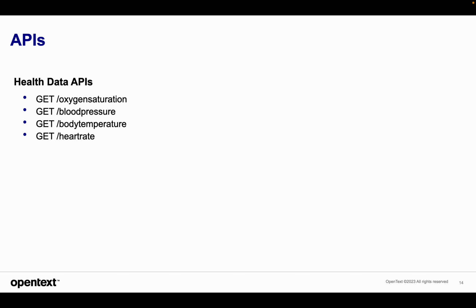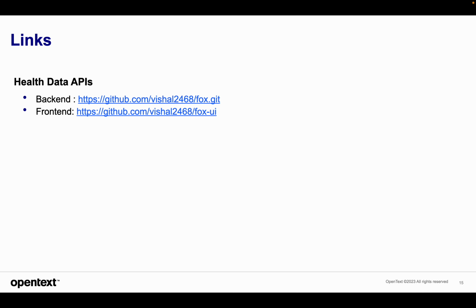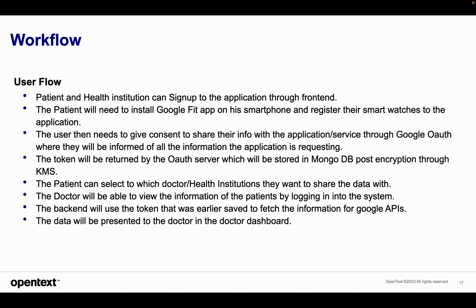Now let's see the four major, most important APIs. Those are oxygen saturation, blood pressure, body temperature, and heart rate. All of these are GET APIs, which we are using to get the patient information, patient data. Okay, there's a link to the backend and the front end as well. And let me explain the user flow. What is the workflow like?